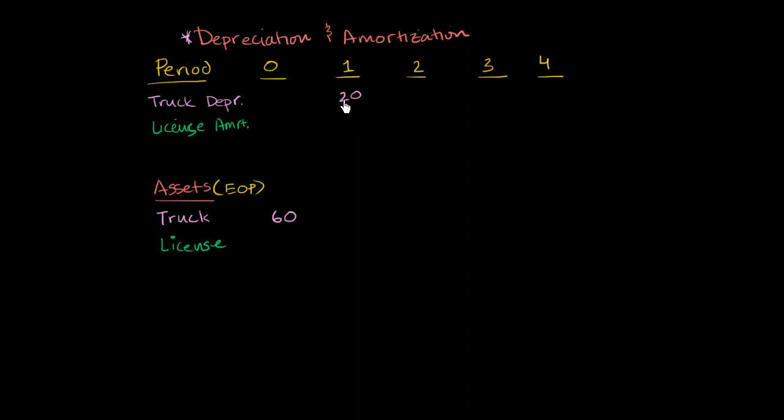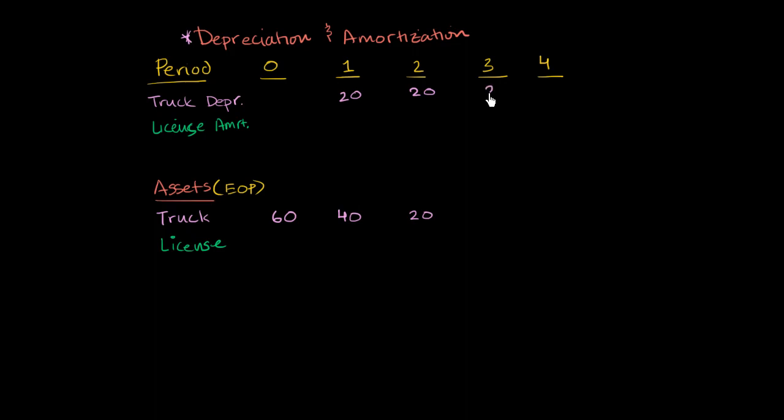So we depreciate the truck by $20,000. We expense it in that year. So this is literally an expense. Then at the end of period 1, it is now on our books for $40,000. Then in period 2, we depreciate it by another $20,000. It is going to be a $20,000 expense in period 2. Now on our books, at the end of period 2, it'll be worth 20.